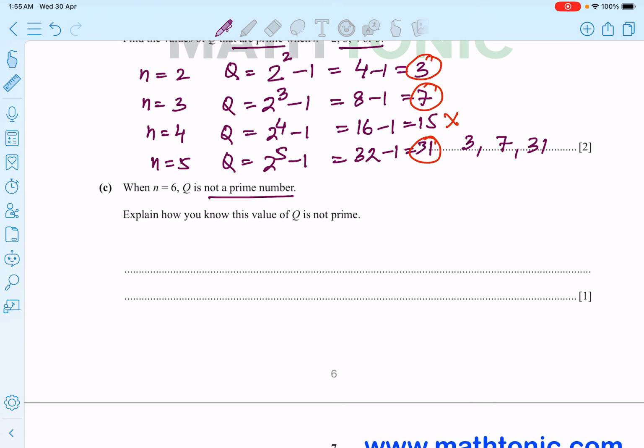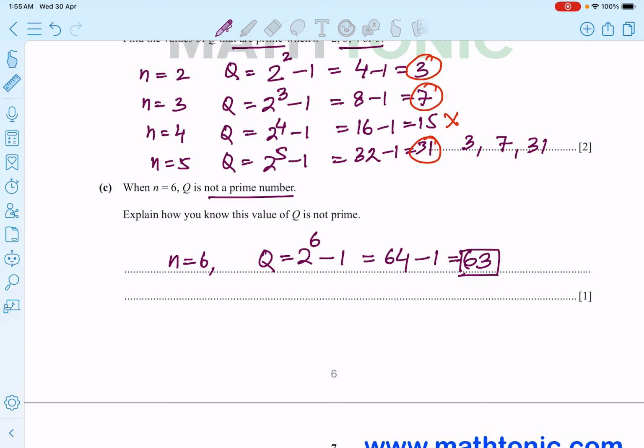Explain how you know this value of q is not prime. Simple. See, when n equals 6, q equals 2 power n minus 1, that is 2 power 6 minus 1. So 2 power 6 equals what? 64. 2 times 2 times 2 times 2 times 2 times 2, that is 64, minus 1, that equals 63. But 63 is not a prime number.